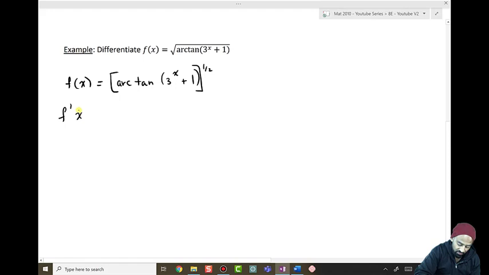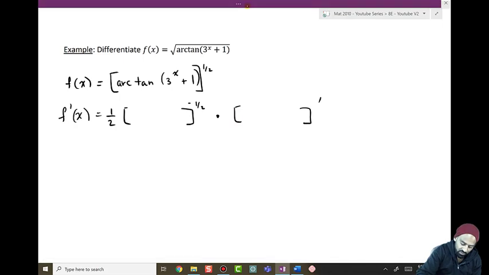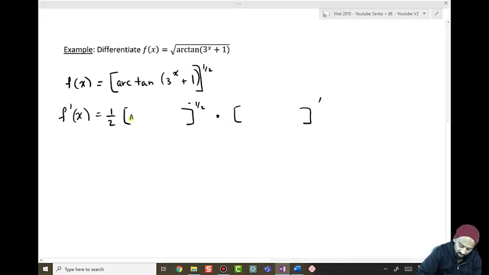So here we go. f prime of x. I'm taking the derivative with respect to x. So once again, we're going to have to do chain rule. The outside function is the square root function. So I'm going to do 1/2 of whatever's in there to the 1/2 minus 1, because 1/2 minus 1 is negative 1/2, times the derivative of whatever is inside the blob. So what's in the blob? I'm going to write it out here. That's arc tan of 3 to the x plus 1.